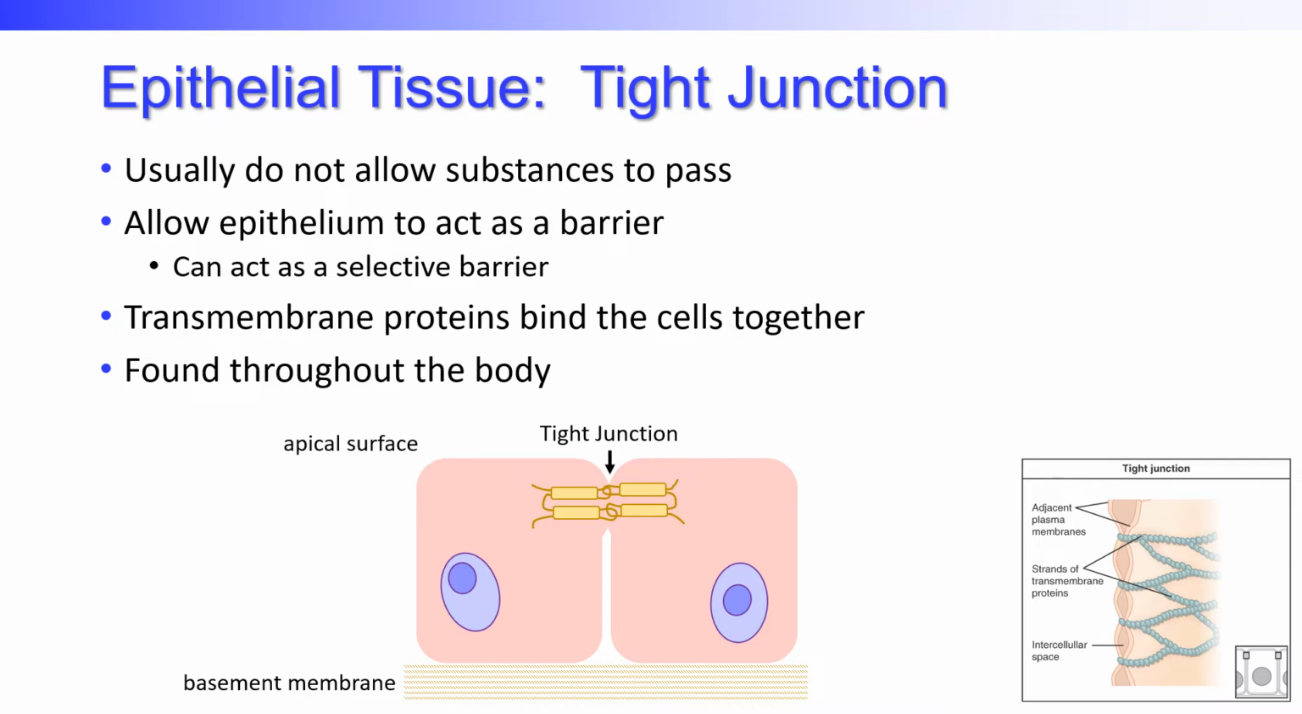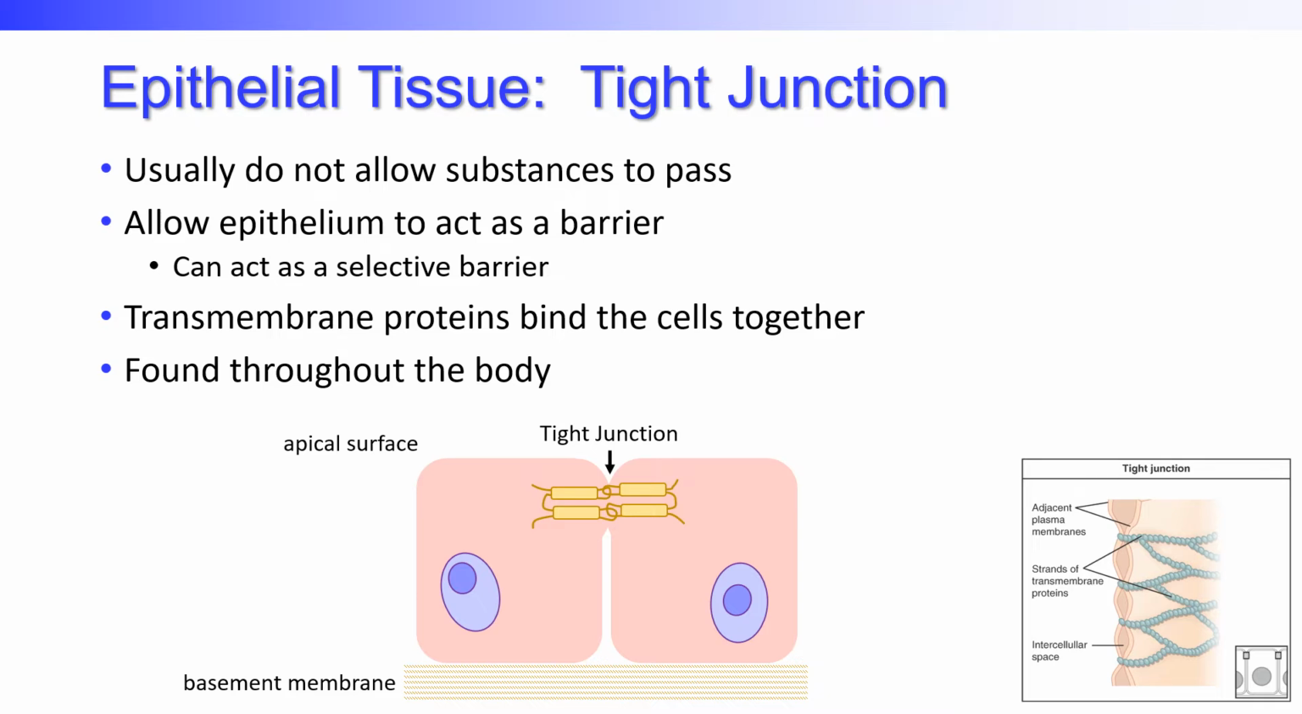The way a tight junction is created is that you have a transmembrane protein that is anchored within the cell, and then part of it is outside the cell and attaches to an adjoining transmembrane protein found in a neighboring cell. Typically, tight junctions are going to be found towards the apical surface of these cells.